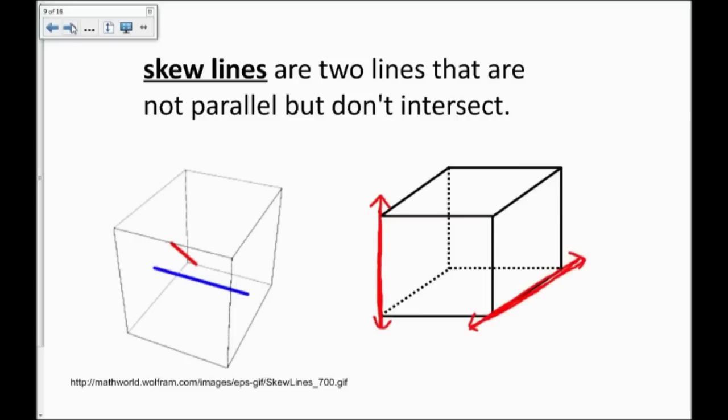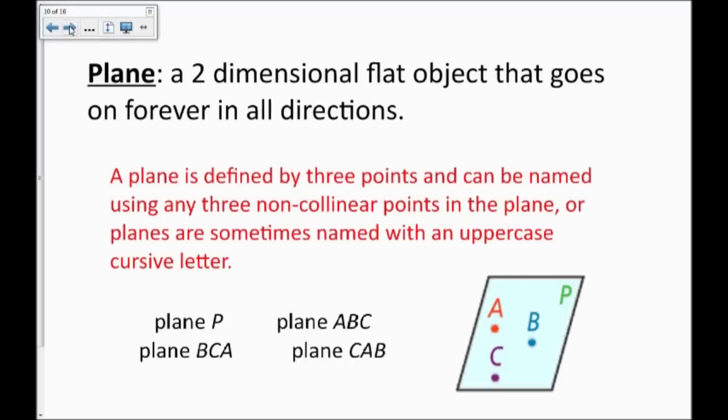They only happen in 3 dimensions, because in 2 dimensions, they either intersect or they're parallel. But in 3 dimensions, you can have 2 lines that are not parallel, but they miss each other. They don't intersect. So here are 2 examples down here of skew lines.